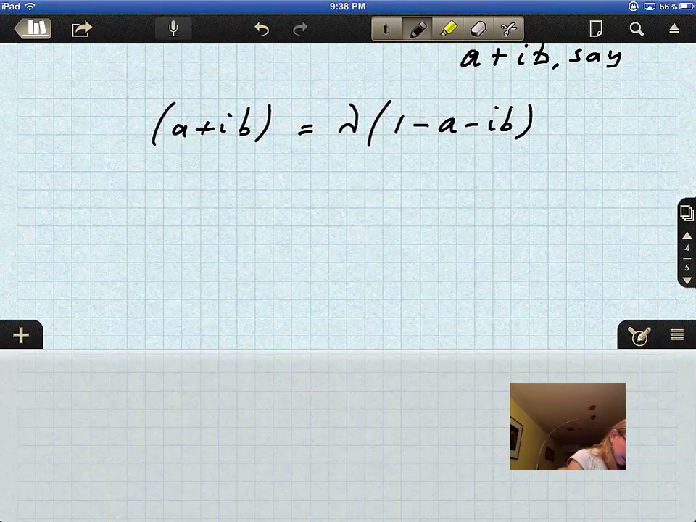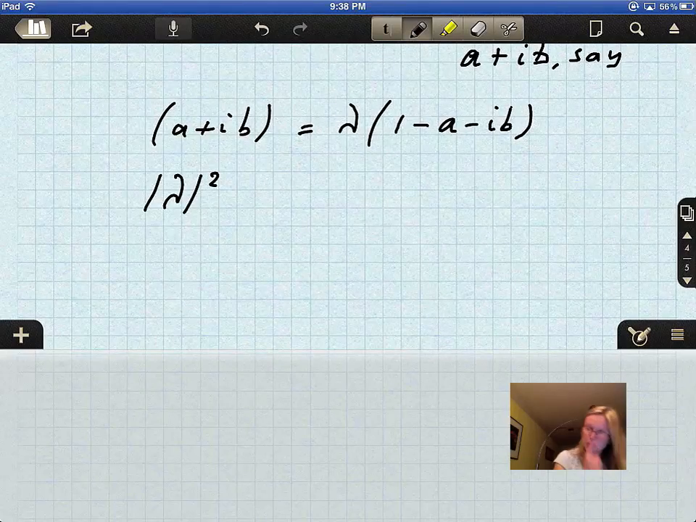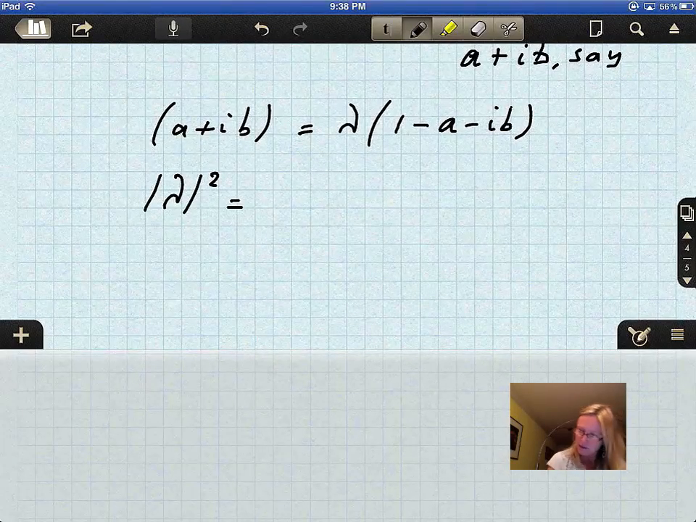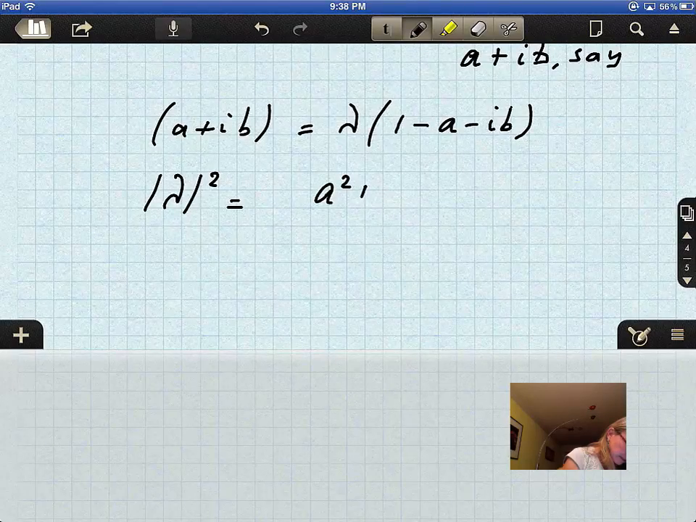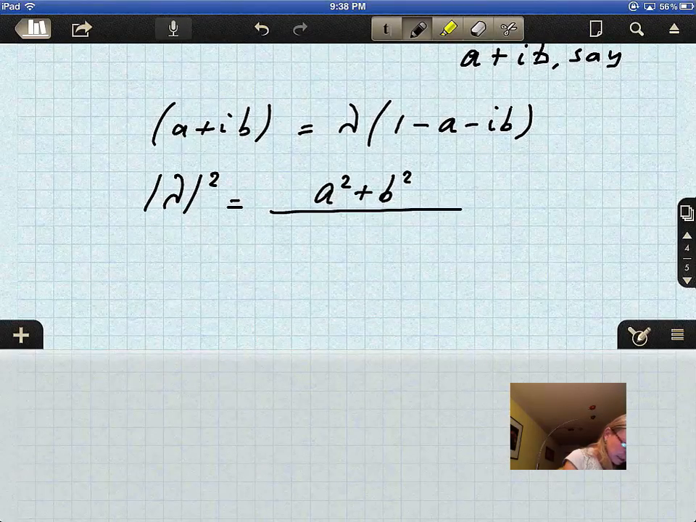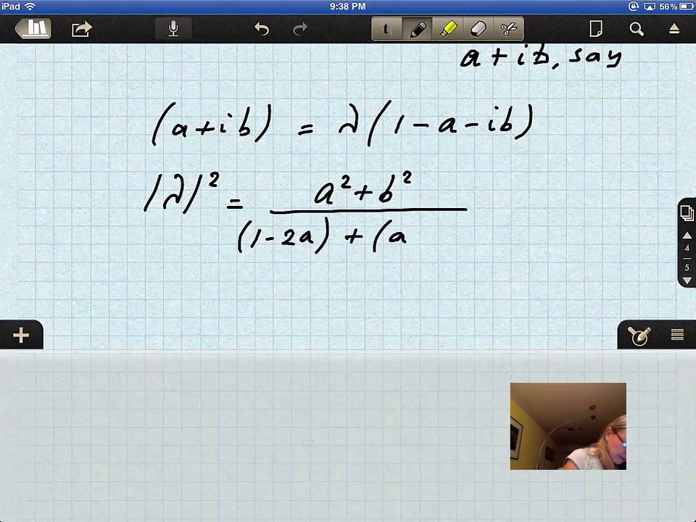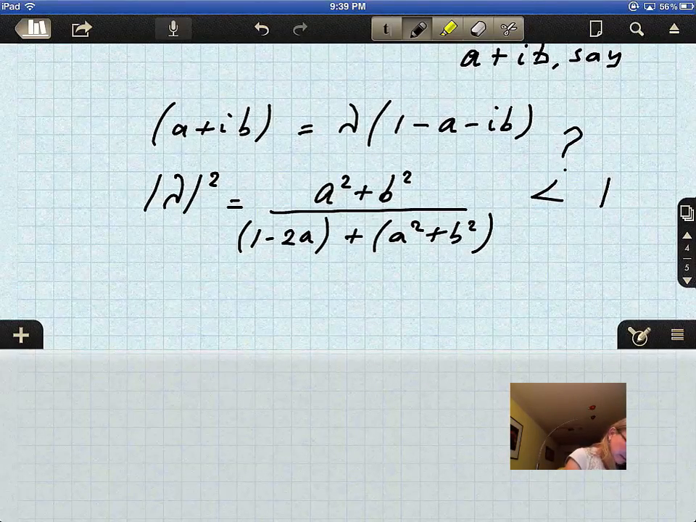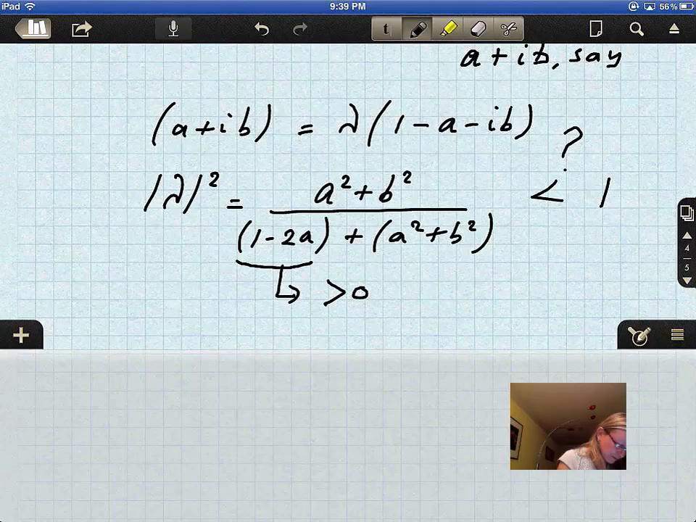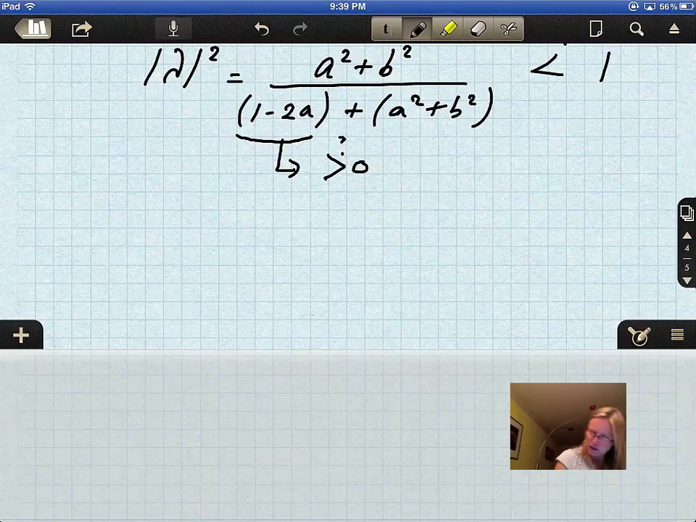So if we look at the magnitude of lambda, which we'd like to be smaller than 1, then if you work this out a little bit, we get a squared plus b squared, and I'll leave that up to you, divided by 1 minus 2a plus a squared plus b squared. And the question is, is this smaller than 1? And if it is, then we're done. What we really have to show here is that 1 minus 2a is bigger than 0, and if this is bigger than 0, then we're done. So let's have a look.